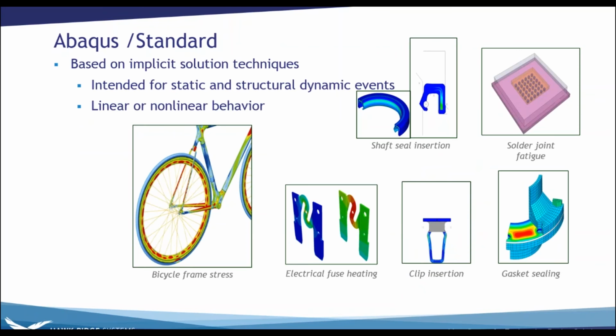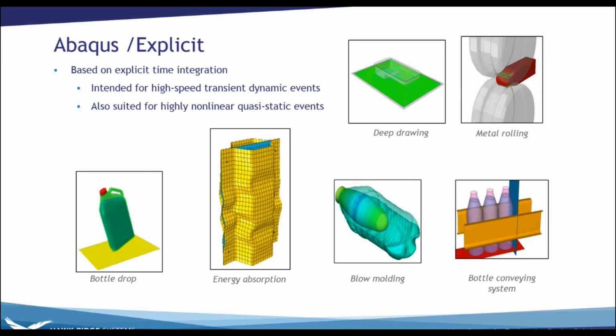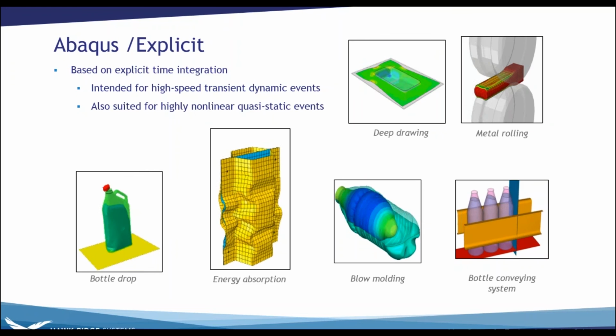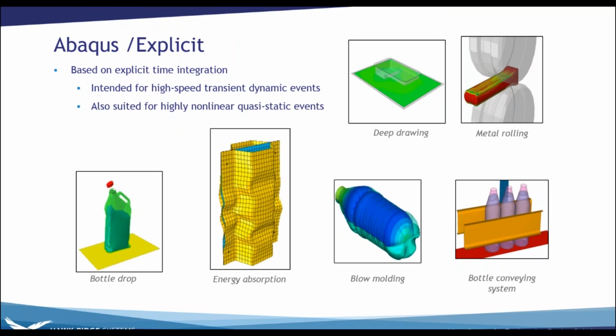Now, the standard tool is based on the implicit solution technique, so it's intended for static and structural dynamic events. It can, as I mentioned, handle linear and nonlinear behavior, but it's a lot of the things that you might already be doing with SolidWorks simulation, like figuring out the bicycle frame stress, or whether or not you're going to be able to handle a clip insertion, or if your gasket's going to seal adequately.